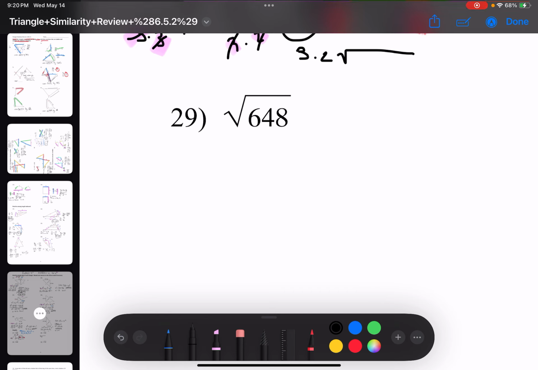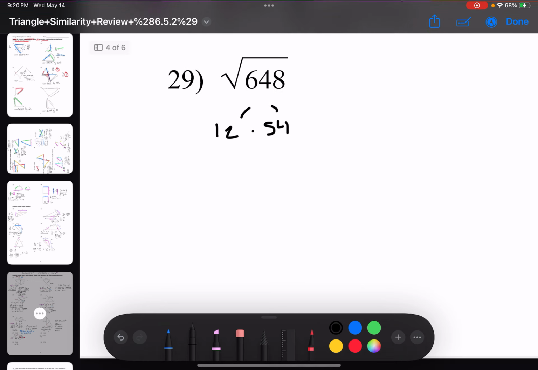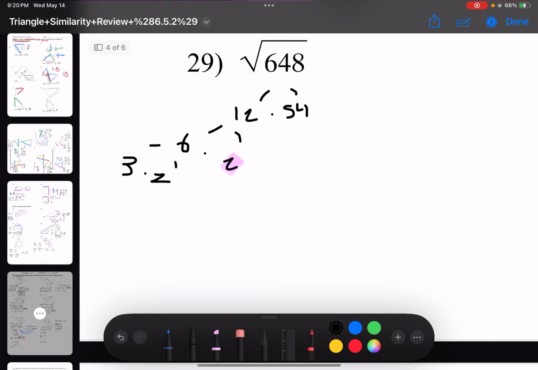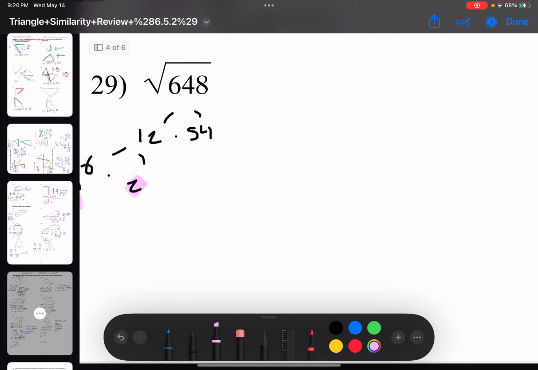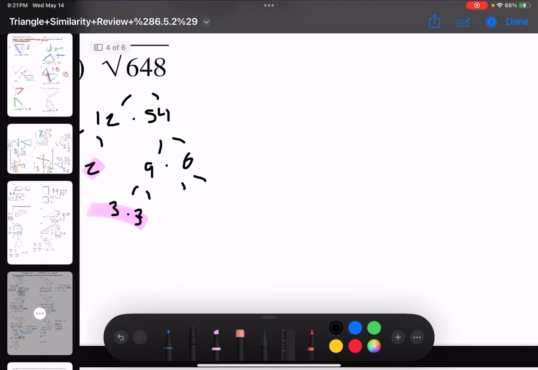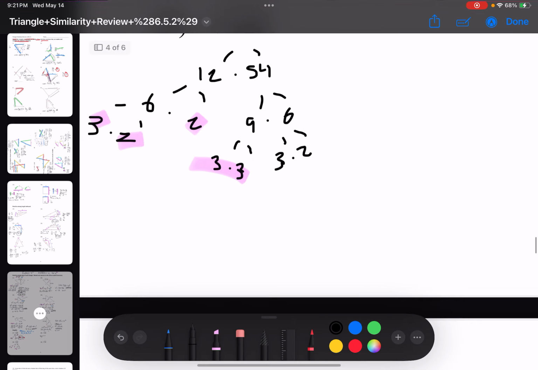648 divided by 12. That is 54. 12 times 54 gets to 648. Boom. 6 times 2. That's a prime number. Gets to 12. 3 times 2. Both prime numbers. Okay, we dealt with that. And we know that 54 goes into 9 times 6. None of these are prime. So we're going to do 3 times 3. We're working on the 9 right now, by the way. And then the 6, which is going to be 3 times 2. Boom, boom, boom.